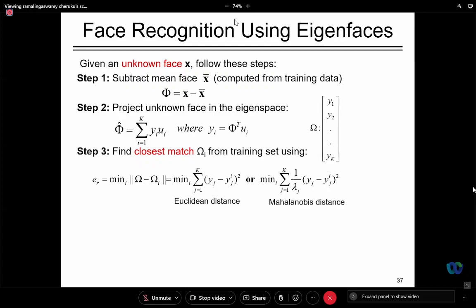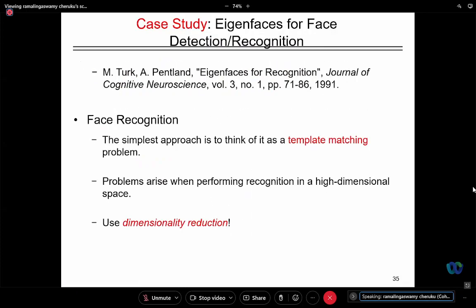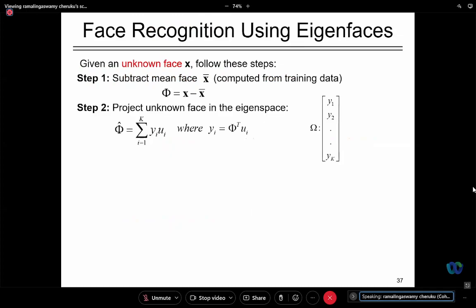Given an unknown face, what are the things we have to carry out in order to detect the face, whether a face is available or not? What we are trying to do is subtract the mean face. We have already calculated the mean face. Once you represent it in the form of a vector, you can reconstruct the corresponding image also. Once you get the mean, you subtract it, like in the PCA steps. Subtracting the mean means making zero mean data, so you subtract the mean face from your actual face.